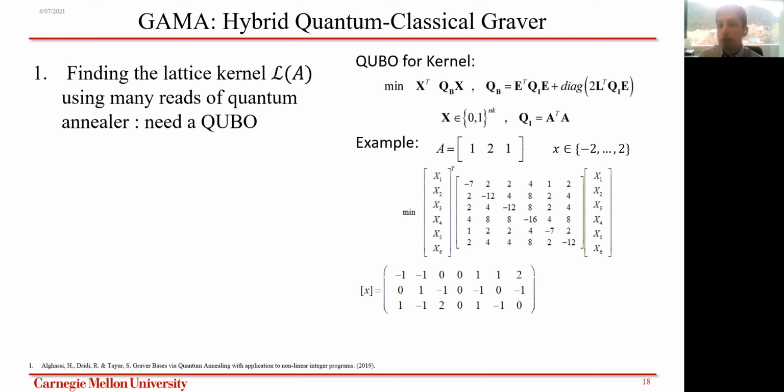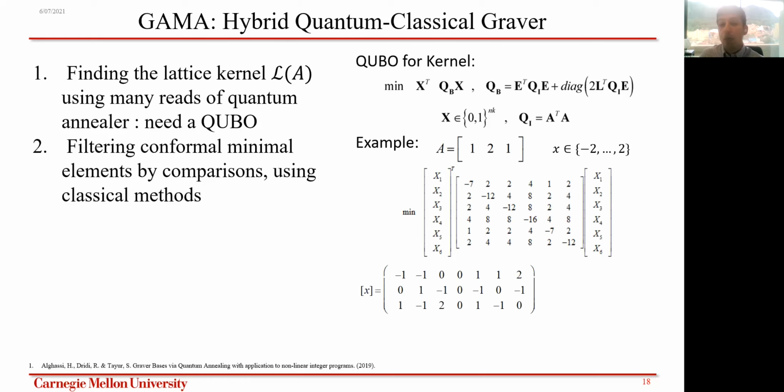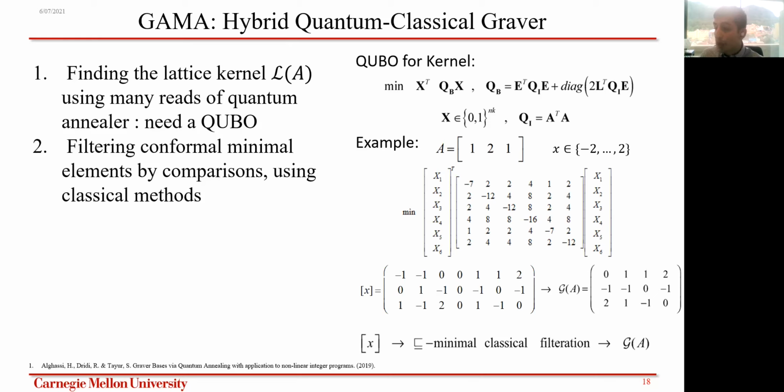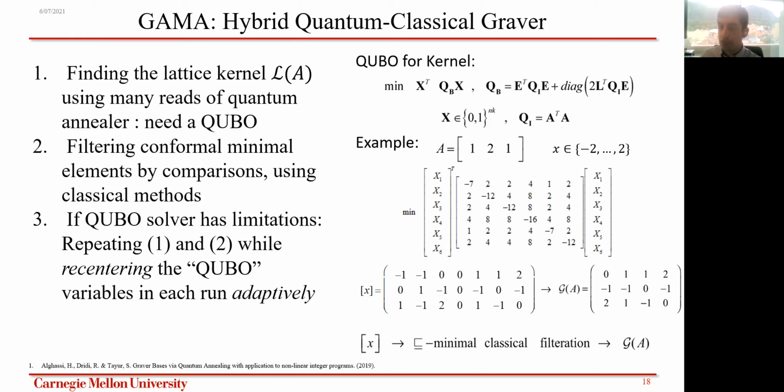And then you filter through the conformal minimal elements by comparing using classical methods. Now, once you have done that, you can compute a Graver basis. And this Graver basis is going to give you the test set that you require for the augmentation. And certainly, because of the precision of these devices, you need to use some tricks on recentering in order to get better results out of the limited existing hardware.